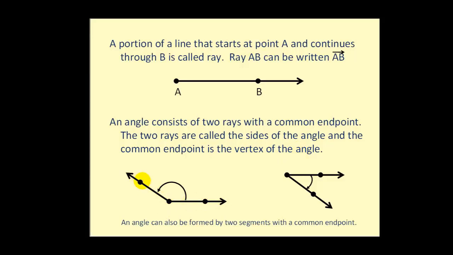There are a couple ways to identify angles. If we call this point A, B, and C, if there's only one angle at vertex B, we can simply call this angle B. However, we can also call this angle ABC, and the important part is that the vertex is the variable in the middle. Now, it is true that an angle can also be formed by two segments with a common endpoint.